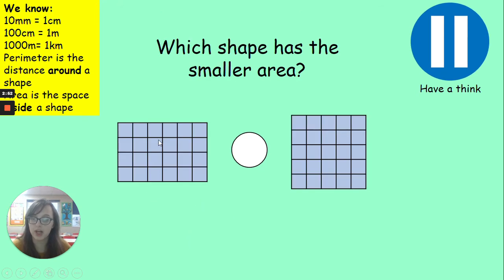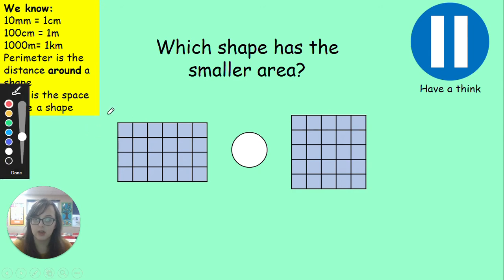Here we have 2 shapes and we need to find out which one has the smaller area. So to do that, we're going to need to find the area of both shapes first. Let's start with this shape on the left. I'll just get my pen ready to write. So I'm going to count across 1, 2, 3, 4, 5, 6. And I could keep counting 7, 8, 9. Or now that I know there's 6 in one row, I can just count up in 6.